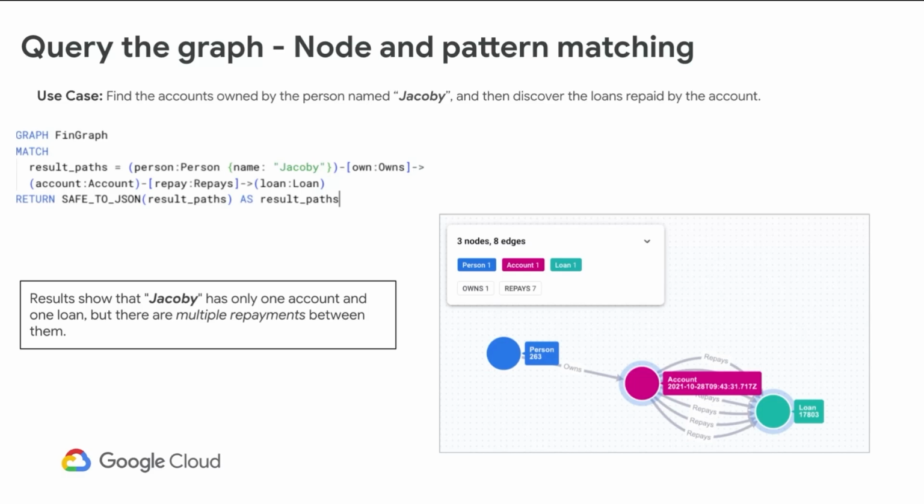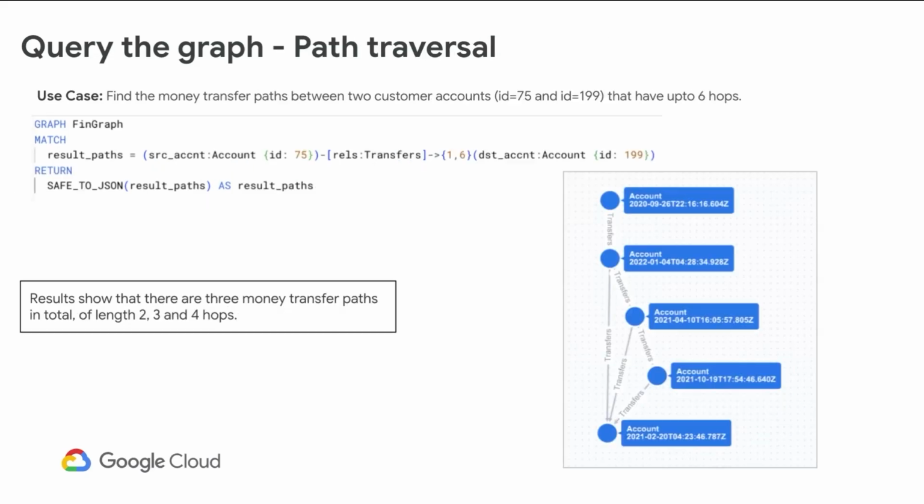There are certain things that graph queries are very good at. The first example of that is node and pattern matching. You can write a query that literally looks like an English command, which describes a specific relationship, which otherwise would have been very hard to model in a SQL query. An example of this would be to find the account owned by some person and then discover all the loans repaid by this account. I will move over this slide because we will look at it in a demo, and that is where we will go into more details.